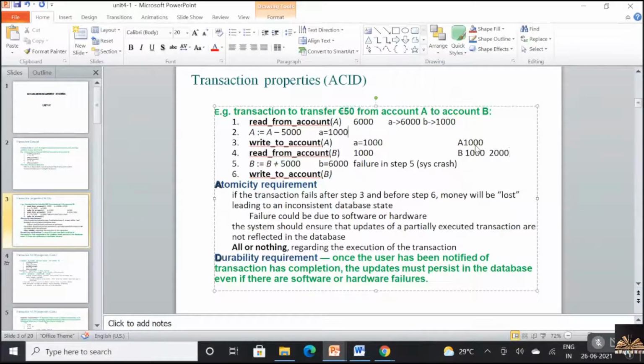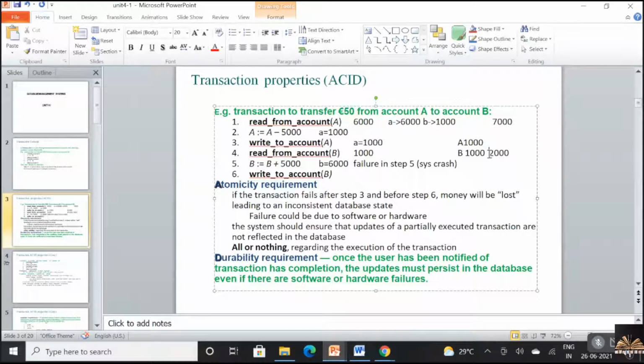But initially, how much was it? It was 7,000. So is the data in the database in a consistent way? Before the execution of a transaction, the value of A plus B was 7,000. After the execution of the transaction, the value of A plus B is 2,000. So there is a mismatch between the starting and ending of a transaction.